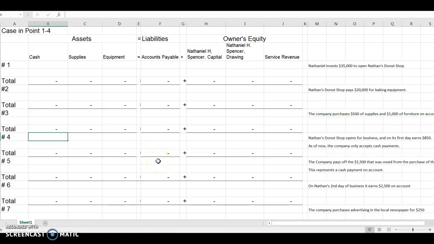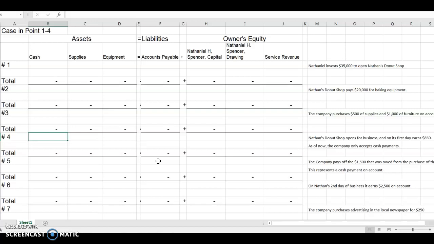This is case in point 1-4, record transactions. We will be going over transactions 1 through 5 here. This case is based on the transactions that we looked at in case in point 1-3. In that problem, we simply determined what the effect was on the accounting equation of those transactions.